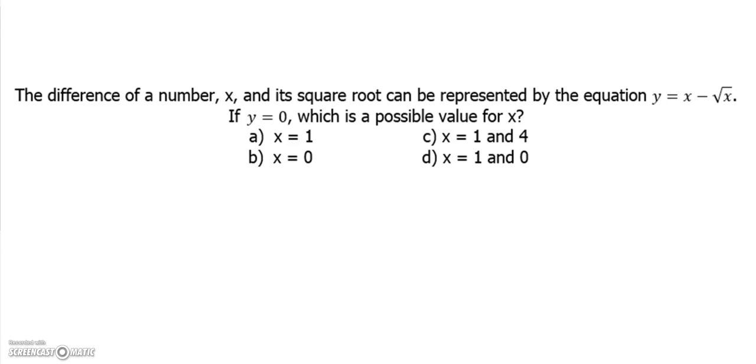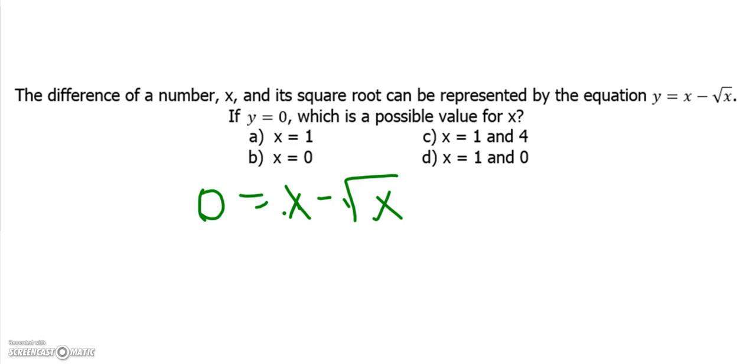Okay, next thing, you could get the question: the difference of the number x and its square root can be represented by the equation y equals x minus square root x. If y equals 0, what is a possible value for x? So what this is saying is, say you have 0 equals x minus square root of x, which one of those values will make that statement true?